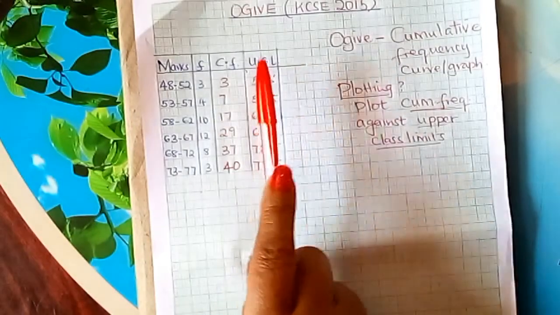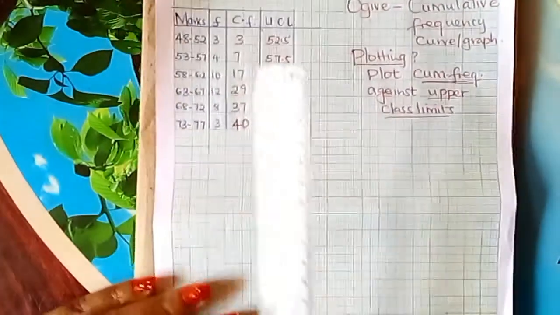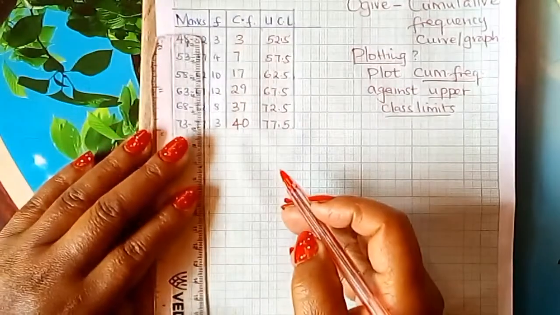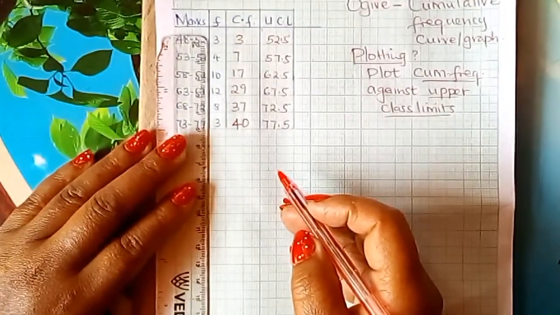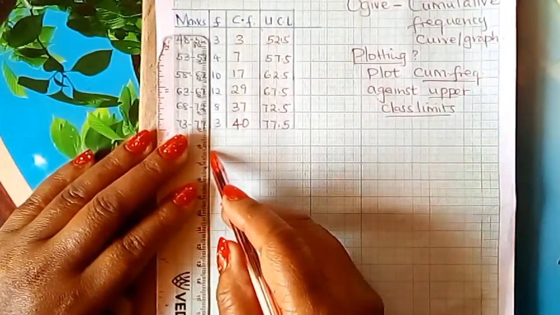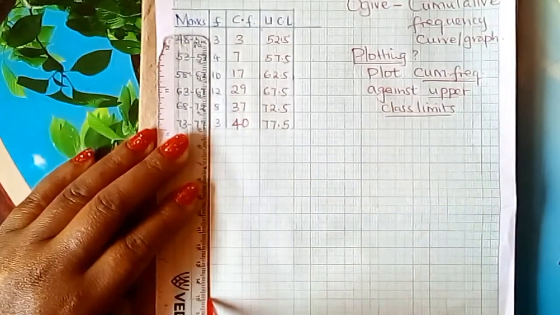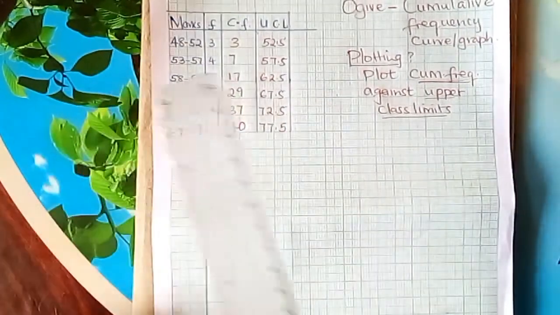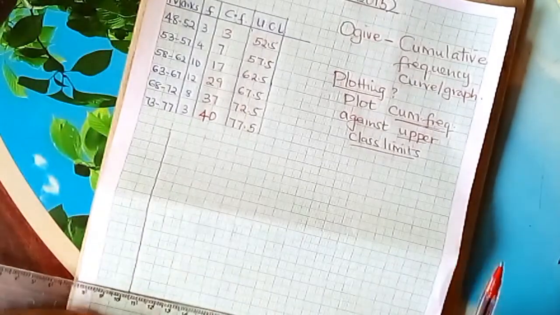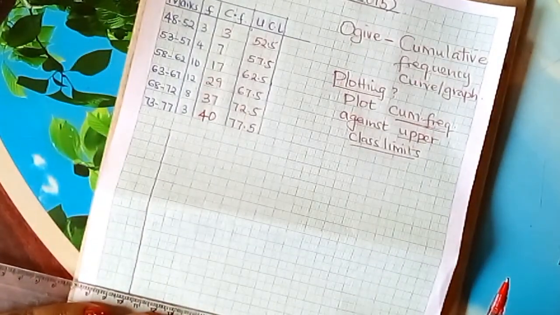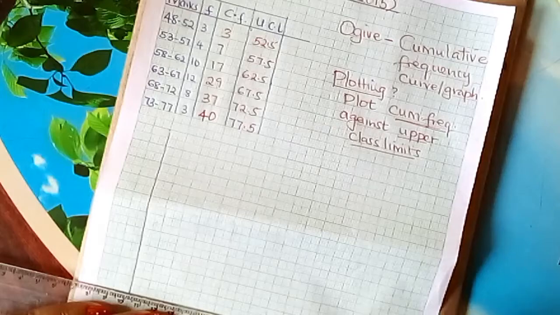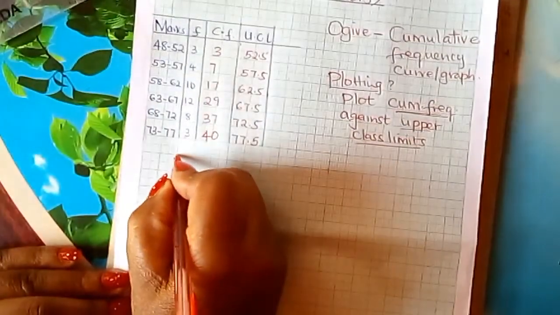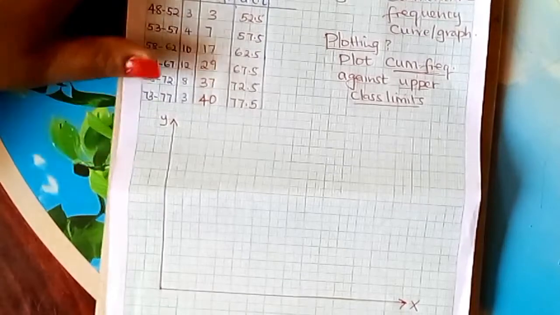Now let us draw the ogive. You come with your ruler and first of all make the axis, draw the axis. Then we continue. Fix another one here. There we are. So learner, this is the x-axis and this is the y-axis.